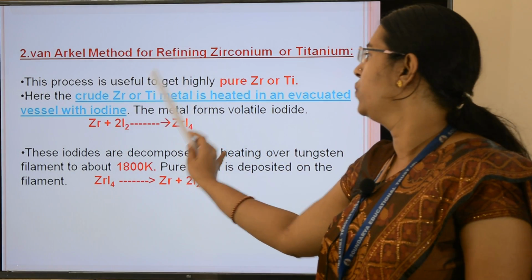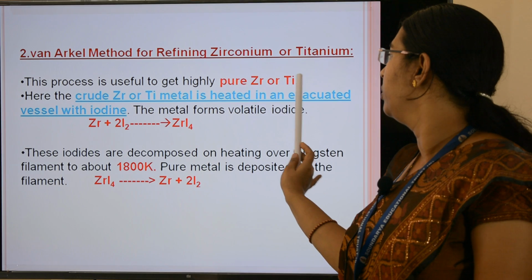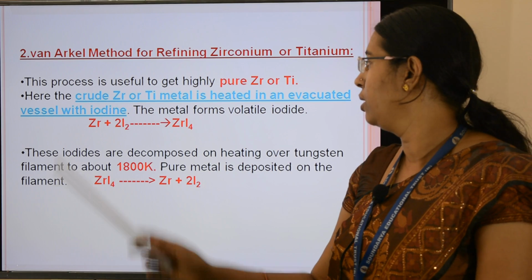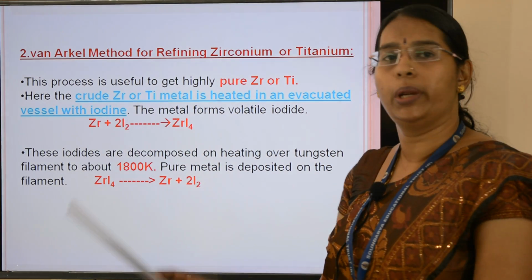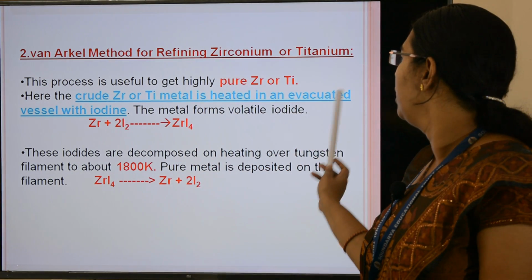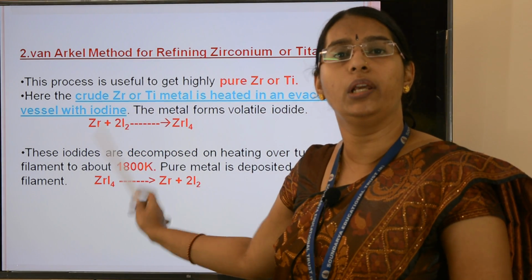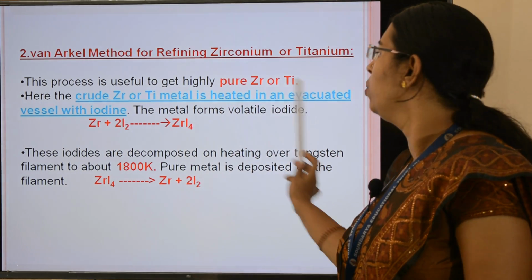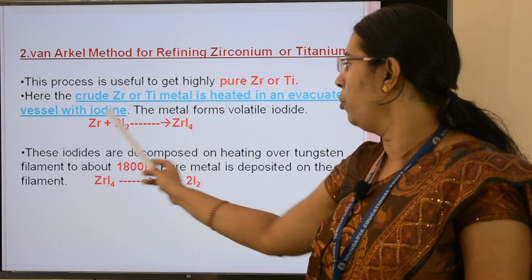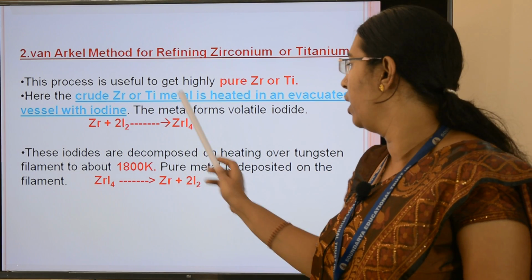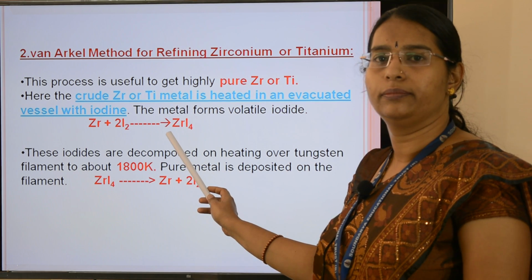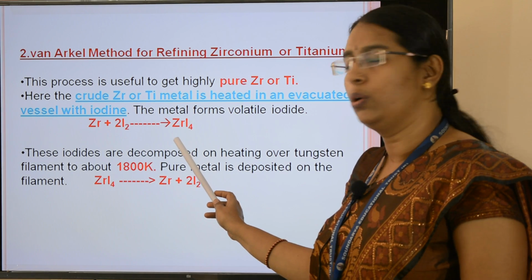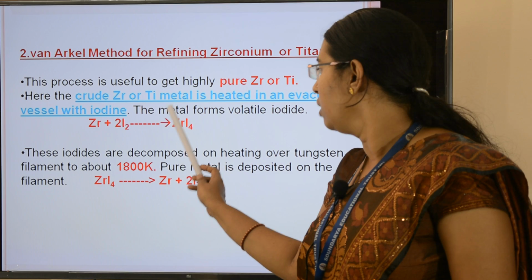So this process is useful to get highly pure metals like zirconium or titanium. In this particular process, the crude zirconium or titanium metal is initially heated in an evacuated vessel with iodine vapors. When it is heated, it forms a volatile iodide compound. Zirconium upon treating with iodine gives zirconium iodide. Now this is a volatile compound.